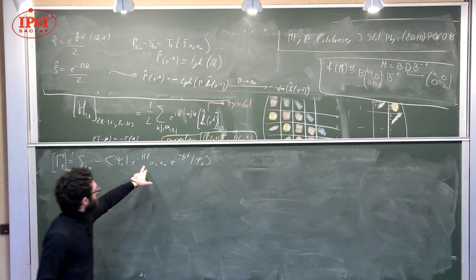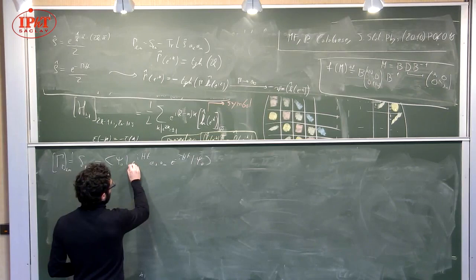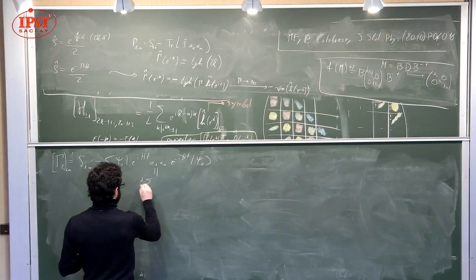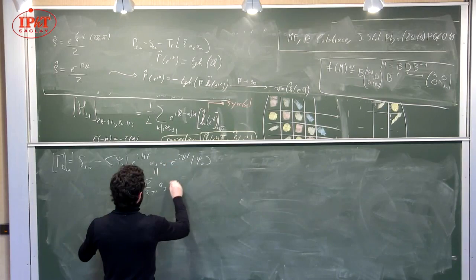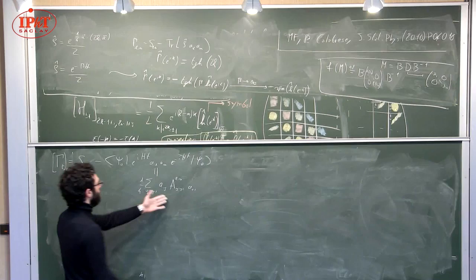So the result that you can immediately understand is that this will remain quadratic. So this will be equal to a sum over j, j prime of a_j, and then there will be some coefficient j, j prime, a_j prime, l, n. So this will remain quadratic.